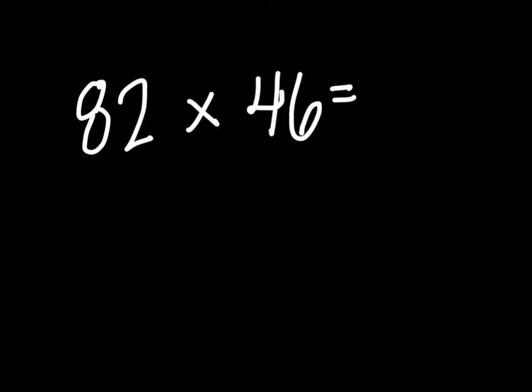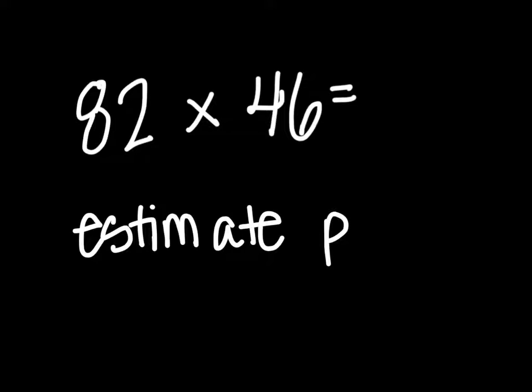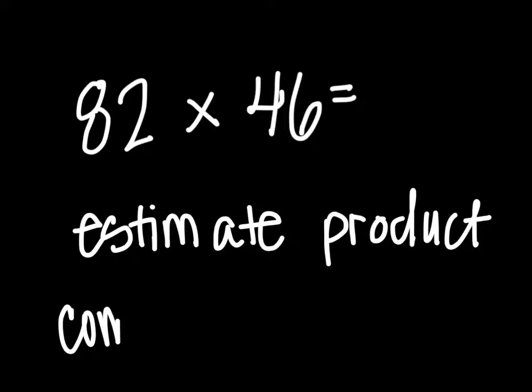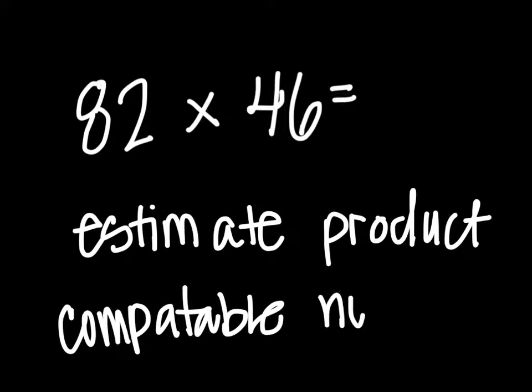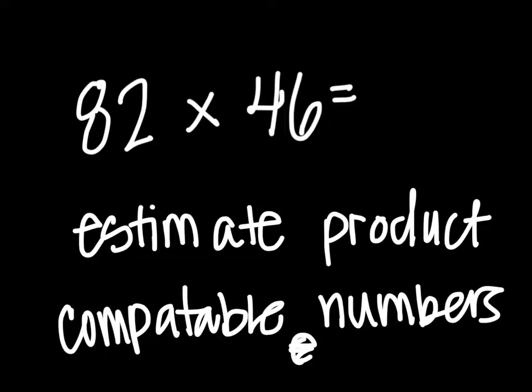So I'm going to leave you with one problem that I want you to find an estimate of the product. I want you to estimate the product of 82 groups of 46. Remember, you can either use compatible numbers or estimate by rounding.